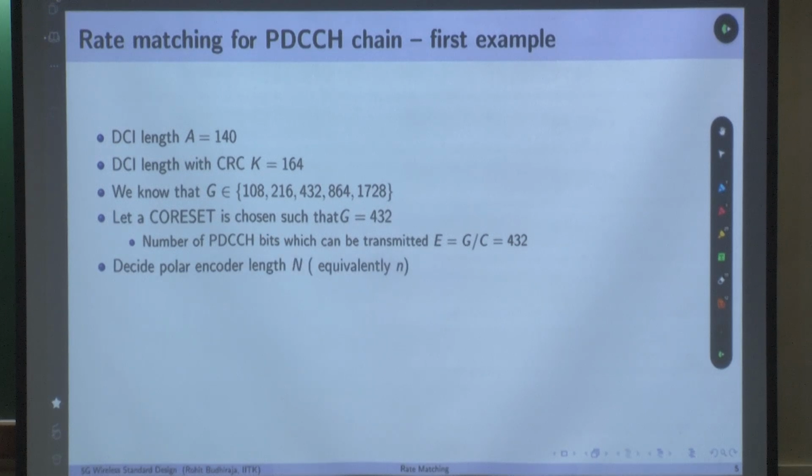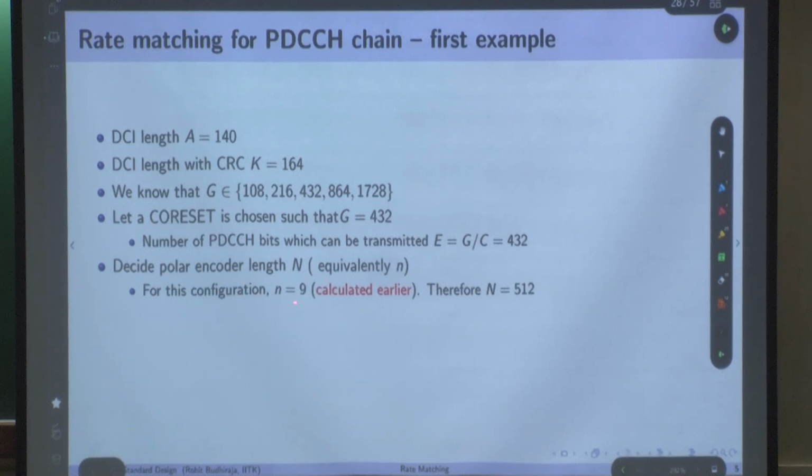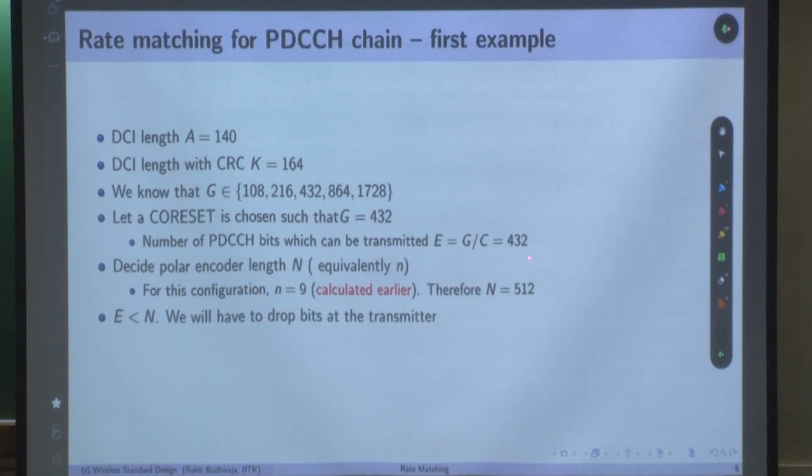You have to decide the polar encoder length, capital N, or equivalently small n. That is why we did this exercise, all three examples in the last slide. For this configuration, n will be 9, which was calculated in the last slide. Therefore, capital N is 512. Now what is E? 432. This is the number of bits you are allowed to transmit, but you are generating 512 bits. We will have to drop these bits at the transmitter. So what is happening here?